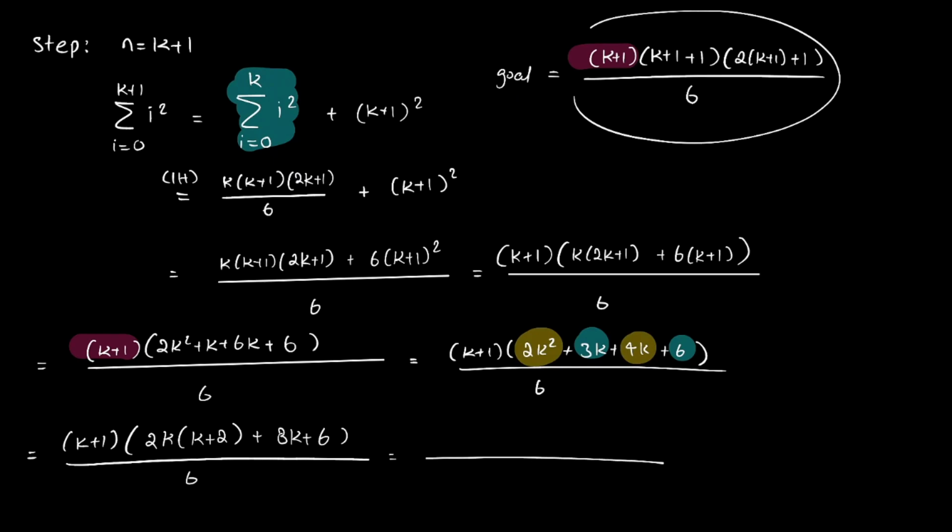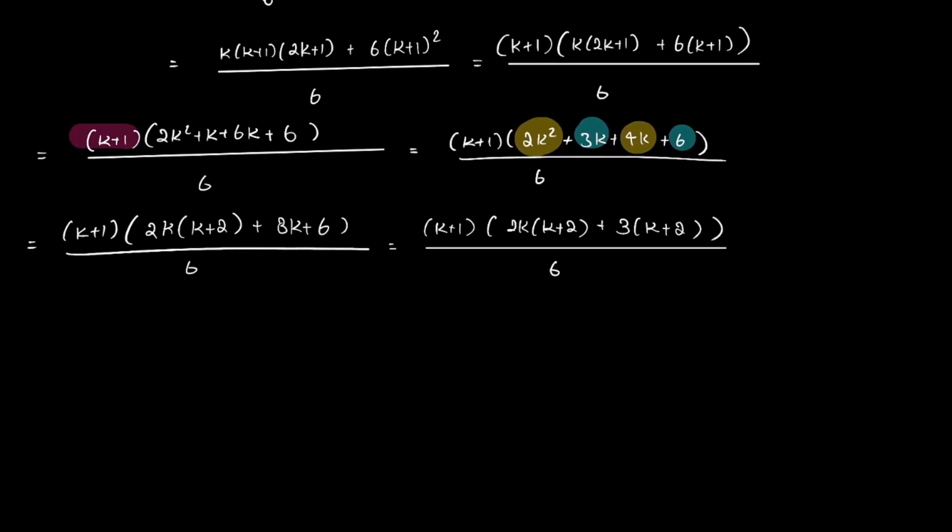And now we do the same with the 3k plus 6. We just take the factor of 3 out. So this is 6, so it's k plus 1, 2k, k plus 2, plus 3, k plus 2. And now what we can do is simply take the factor of k plus 2 out, and that would mean that we will have 6, k plus 1, or we take the factor k plus 2 out, so k plus 2. And what we have left is 2k plus 3.